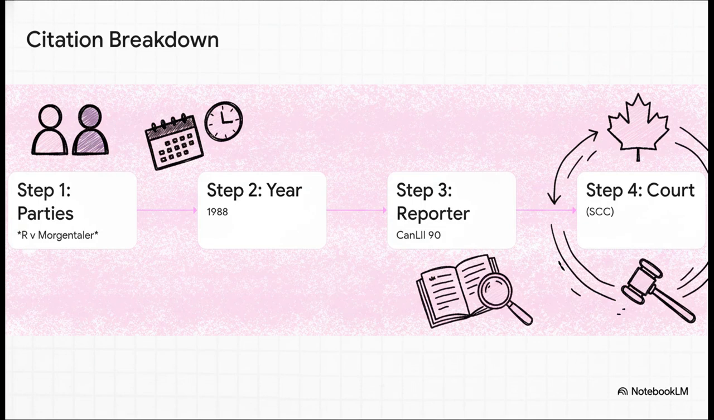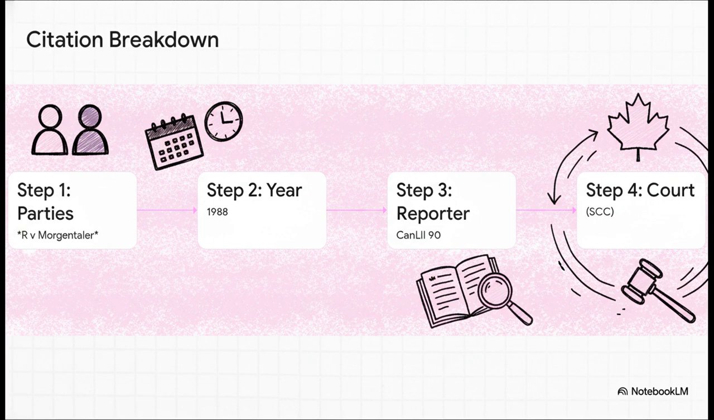You see, there's a really clear, logical structure here. Step 1, you get the parties, in this case, R v. Morgenthaler. Step 2, the year the decision was handed down, 1988. Then, Step 3 is the reporter. That tells you where to find the case. Here, it's on CanLII, and it's document number 90. And finally, Step 4 tells you which court made the call, the SCC, which is, you guessed it, the Supreme Court of Canada.